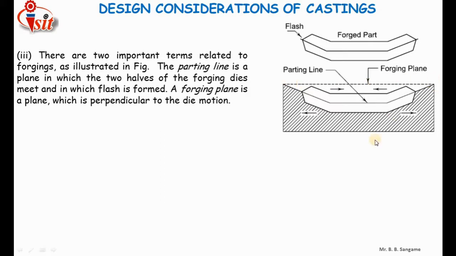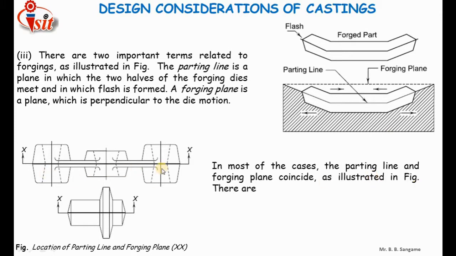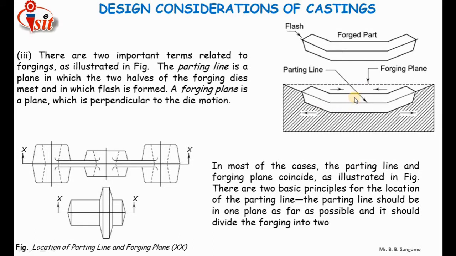The forging plane is a plane which is perpendicular to die motion. Obviously, for this type of component there will be a vertical motion for the die and punch. So the forging plane is the plane which is perpendicular to the die motion. In most cases the parting line and forging plane coincide. Here you can see that both the parting line and forging plane are coinciding. But in this figure you will observe the parting line and forging plane are not coinciding.